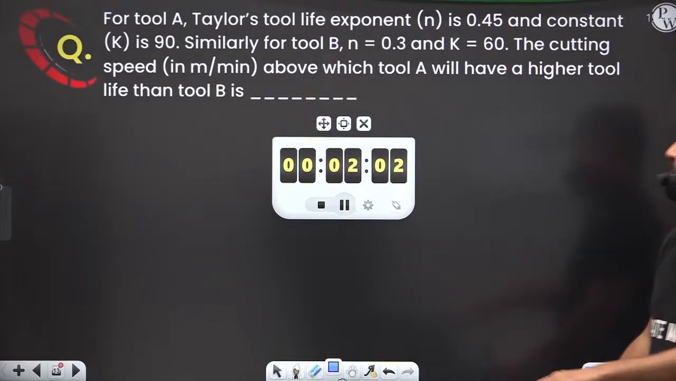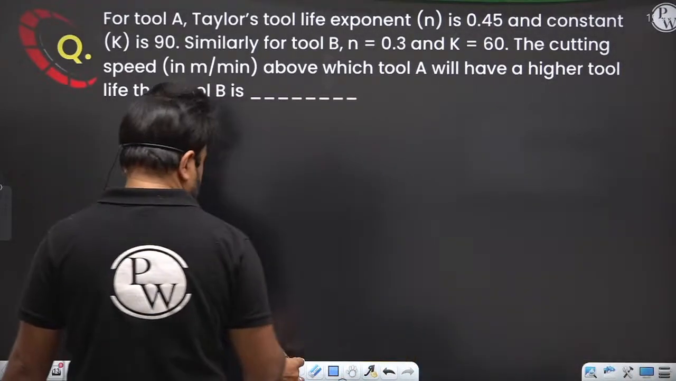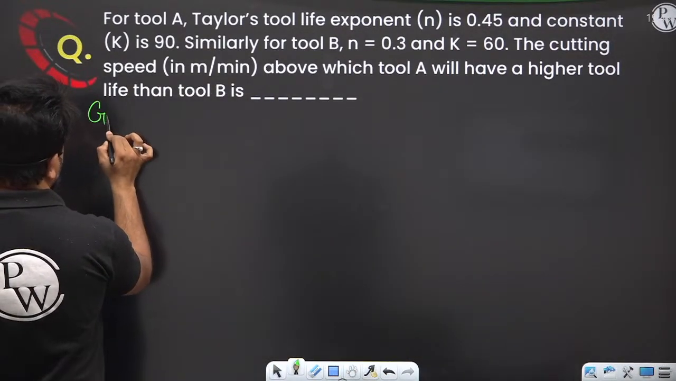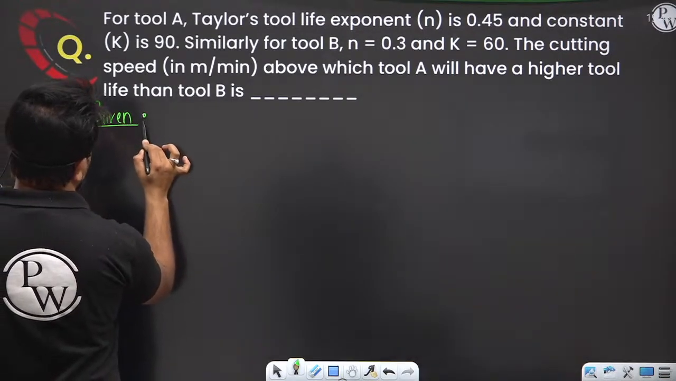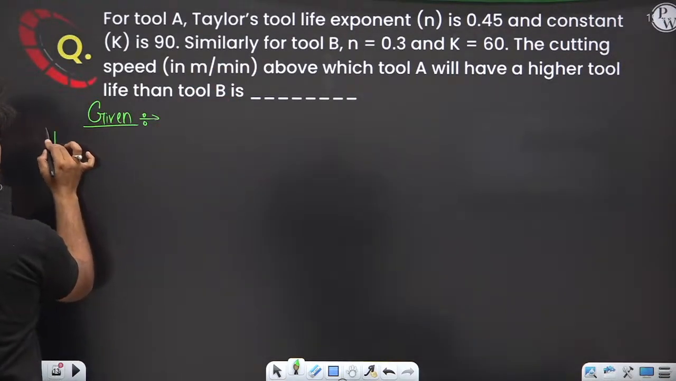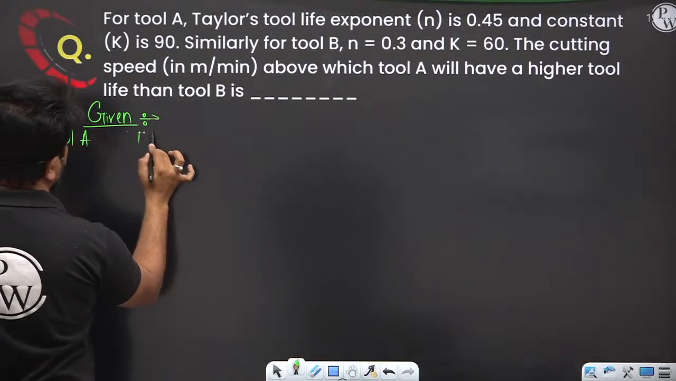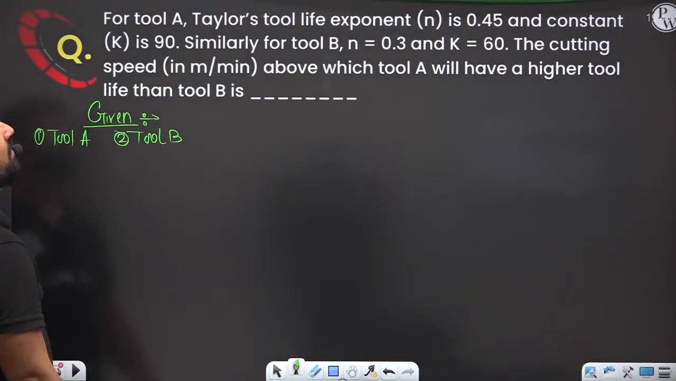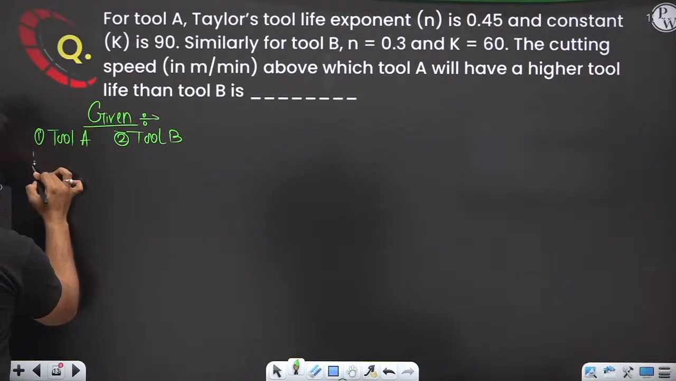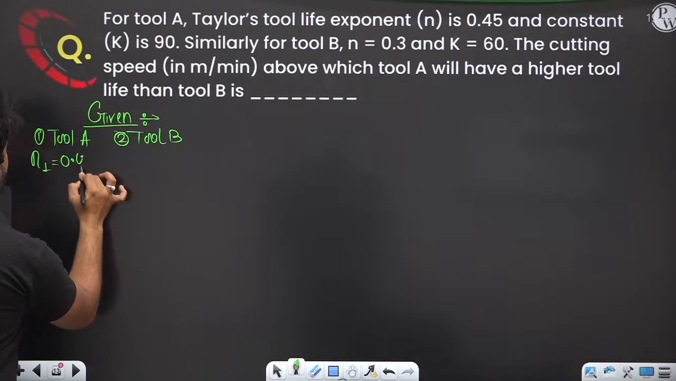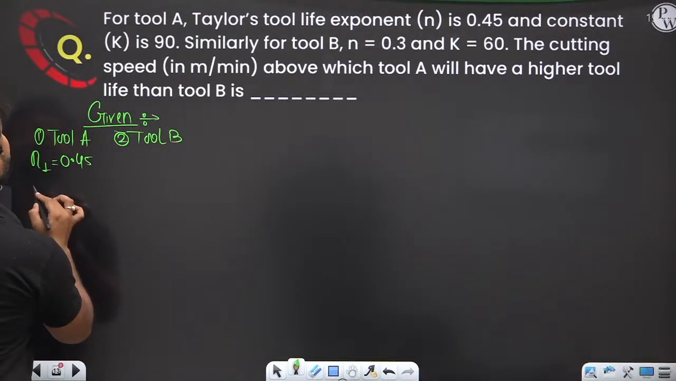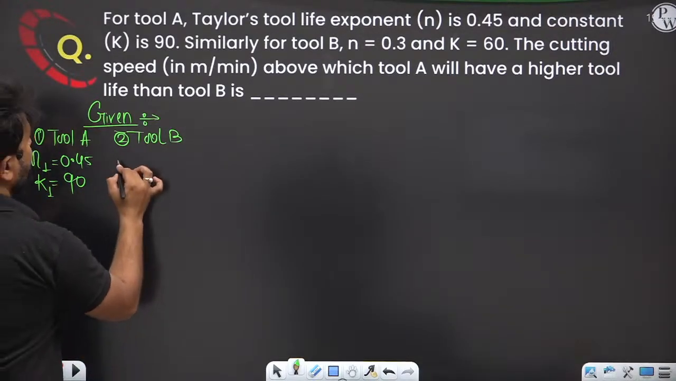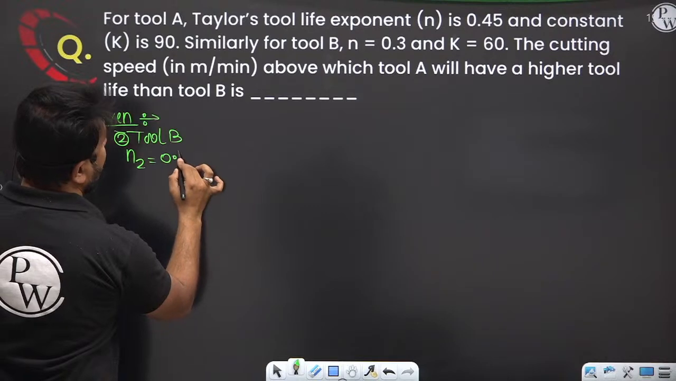Okay, I will try this. See, in this question, what is given to us here: there are two parameters, tool A and tool B, let's say. The exponent of tool A is n, let's say 0.5, and constant K is given as 60 for tool A, and for tool B it is 0.3.